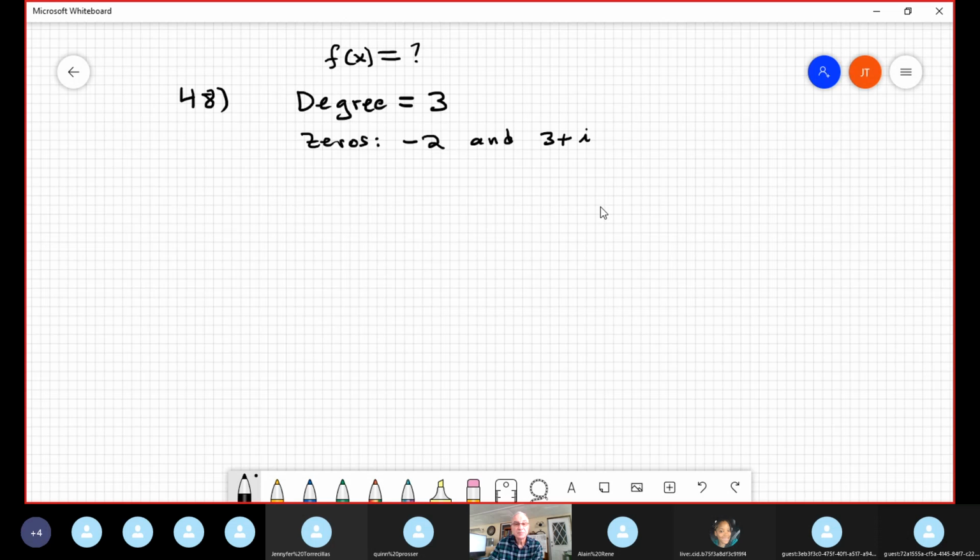Okay, degree 3. So I suppose we have three factors. One factor is real, which is -2, and another factor is complex, which is 3 plus i. But you need to know that complex zeros come in pairs of conjugates. The other is 3 minus i. This is the conjugate of this. Remember, the conjugate is the same complex number, but with the opposite sign in the imaginary part. And these three factors correspond perfectly with the equation for the polynomial.